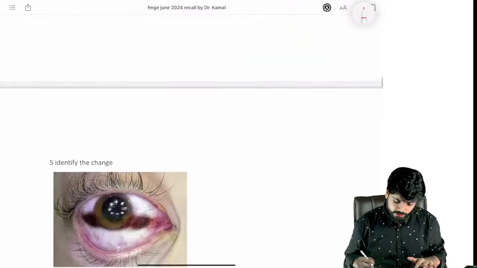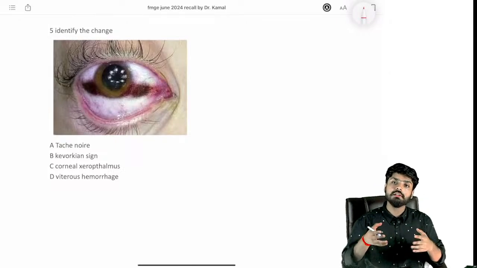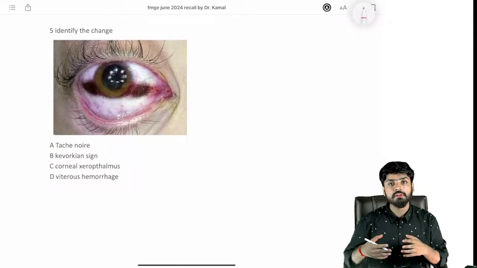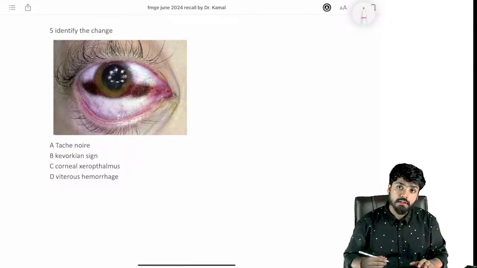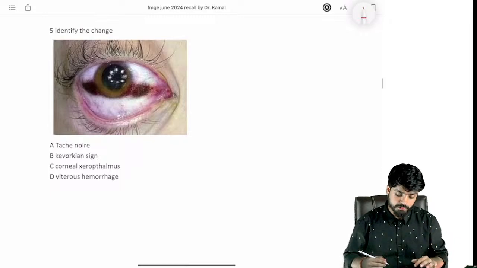Okay, moving on to the next question. This is a multiple time repeated question. It's a NEET PG repeat question and it's a very early finding. If you have read the post-mortem chapter in forensic medicine, you can remember that it is one of the early findings that we see in a post-mortem person.